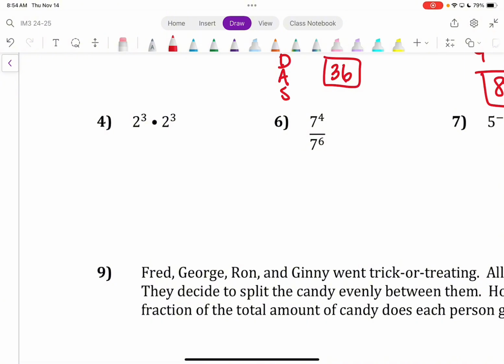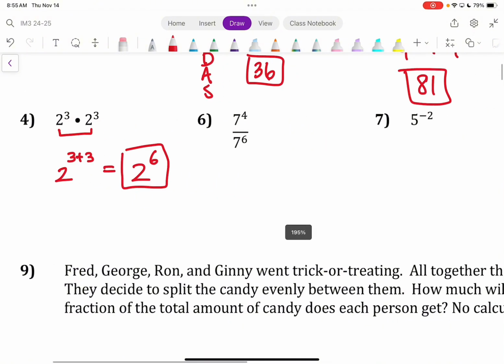2 to the third times 2 to the third. What rule can I use here? If I'm multiplying the same base, what rule can I use? The product rule. Excellent. The product rule. So we get 2 to the 3 plus 3 power, right? Because the product rule, what it tells you is you can add the exponents, giving us a solution of 2 to the 6th power. Okay?